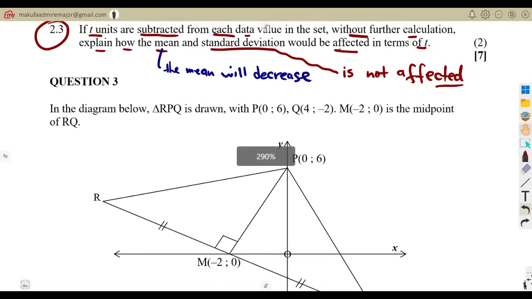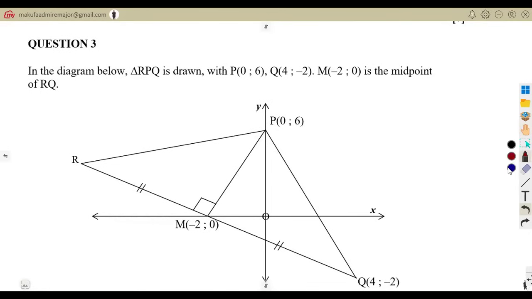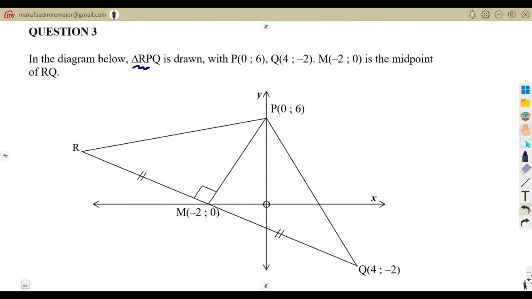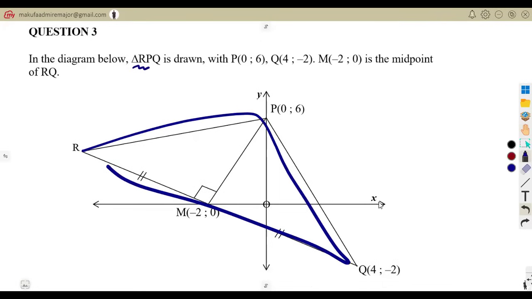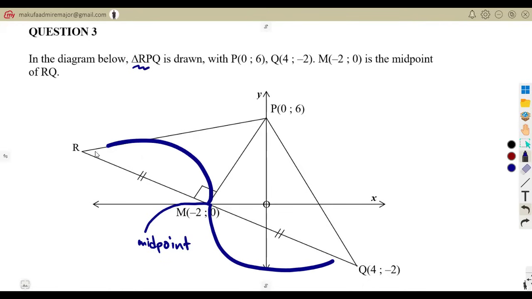Question number 3, considering our analytical geometry, you're given this diagram below. You've got triangle RPQ. In this triangle, we've got the points P, Q, M. M is the midpoint, as you are given, of RQ. That is the indication of these two marks to show that from M to Q is the same as from M to R.